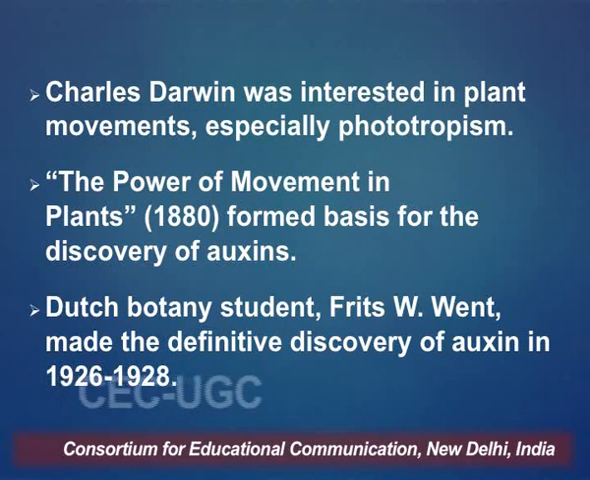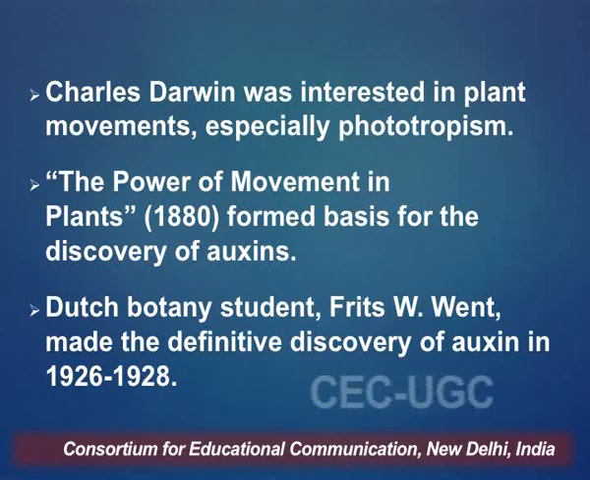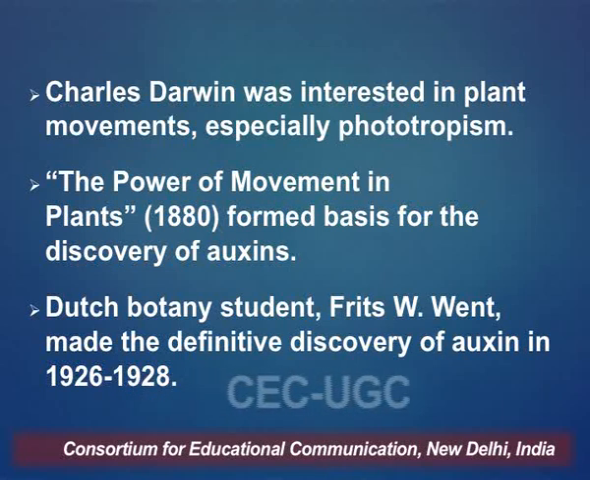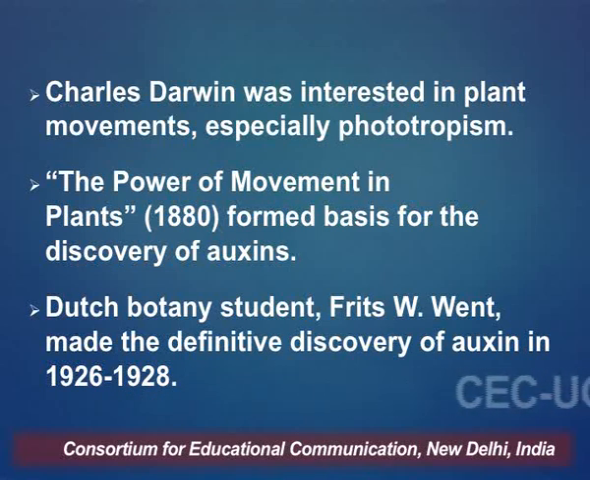According to his observation, there are certain chemicals or substances in the plant body which are responsible for the growth of the plant, which are responsible for the development of the plant parts. And this observation, as I told you, formed the basis for the research in this particular field. In the same year, Charles Darwin, who was also interested in the movements of plants, specifically phototropism, published a book, The Power of Movement in Plants, wherein he explained certain observations of his experiment.